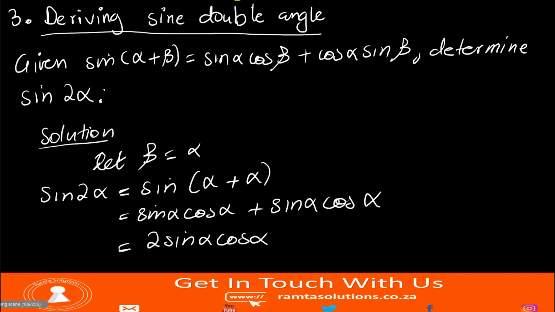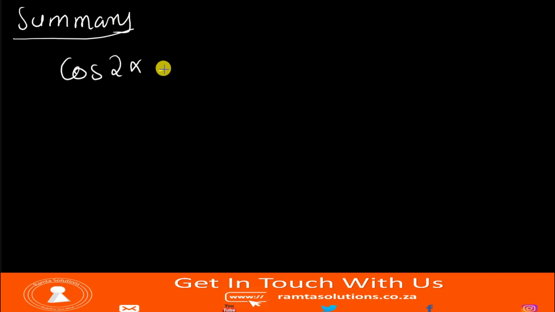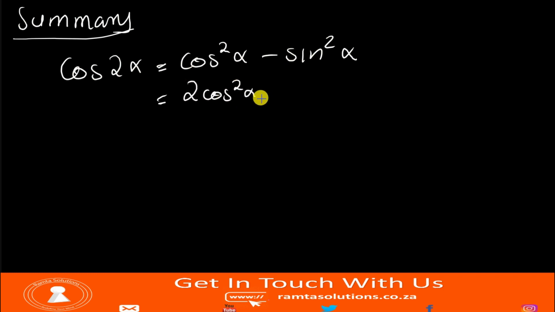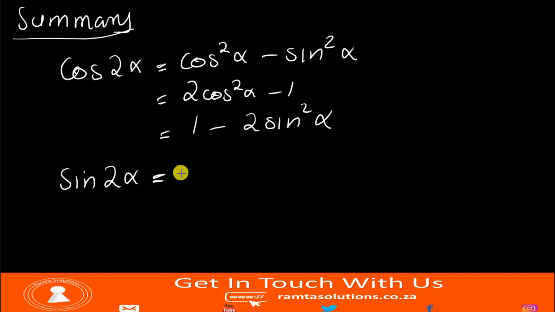Okay. So, now, double angles, what do we have in summary? Let's remind ourselves, for cos 2 alpha, we had cos square alpha minus sine square alpha. And then it can also be 2 cos square alpha minus 1 or 1 minus 2 sine square alpha. And then for sine, you have sine 2 alpha equals 2 sine alpha cos alpha.